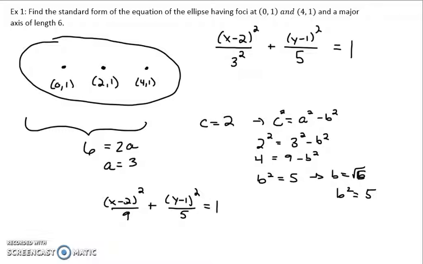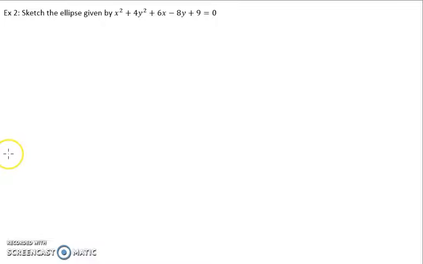So the next example is going to ask us to sketch the graph. Sketch the ellipse given by x squared plus 4y squared plus 6x minus 8y plus 9 equals 0. The trick here is we want to put this in standard form. If we know standard form, we know the orientation, we know if the horizontal axis is major or minor, we know the center, we know the vertices, and we can figure all that stuff out. We just need to know what the standard form is.